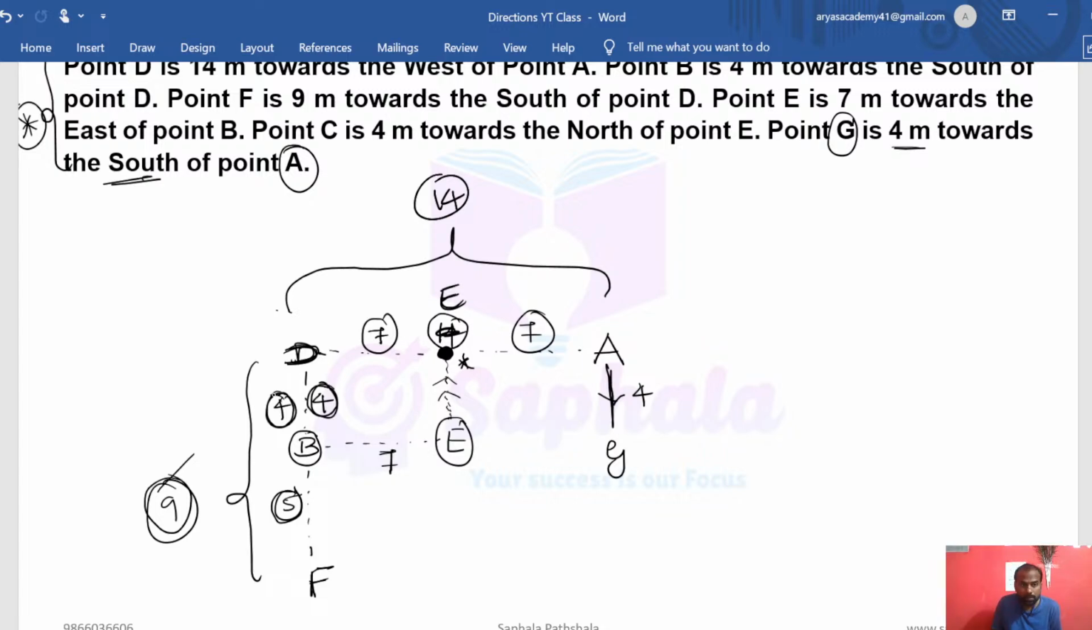See, this is 4. This is also 4, and this is also 4. What does it mean? Point B, point E, and point G. All three of them are in a straight line.